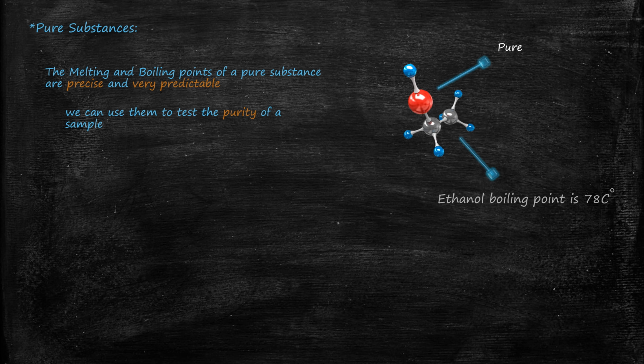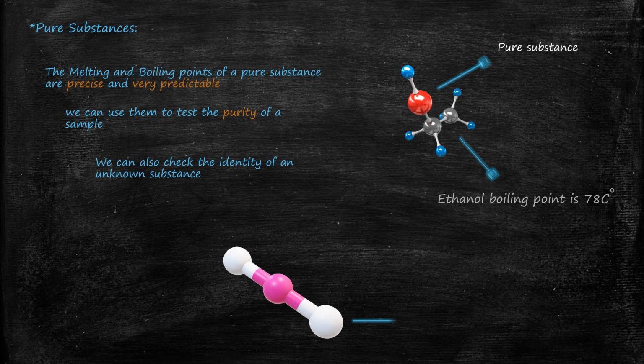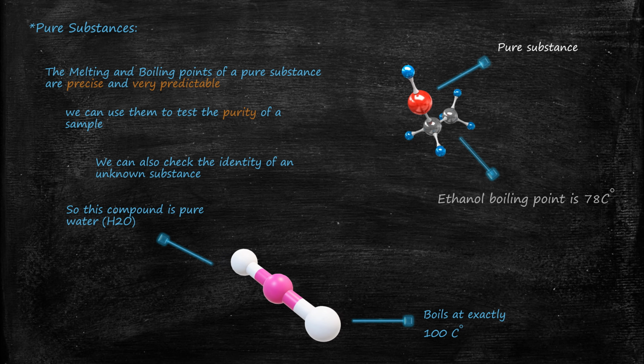Ethanol, for instance, has a boiling point of 78 Celsius, and this ethanol compound boiled at 78. That means that this ethanol is pure. These values can also be used to check the identity of an unknown substance. Like this compound, for example, its boiling point is 100 Celsius. That means that this compound is water.